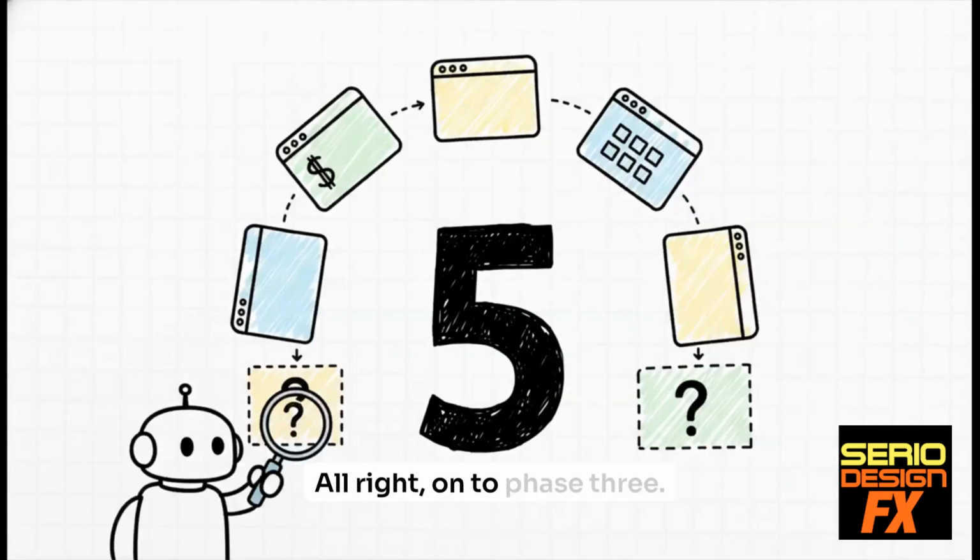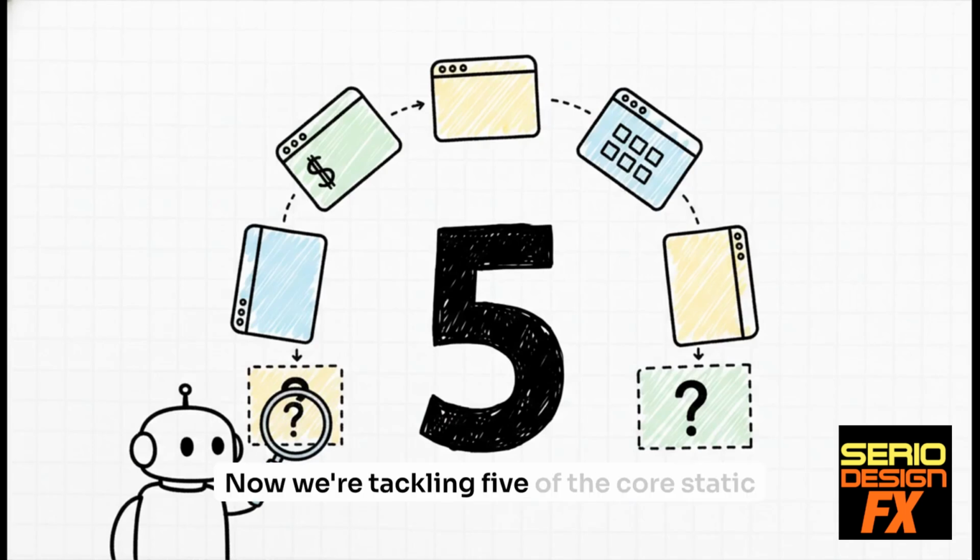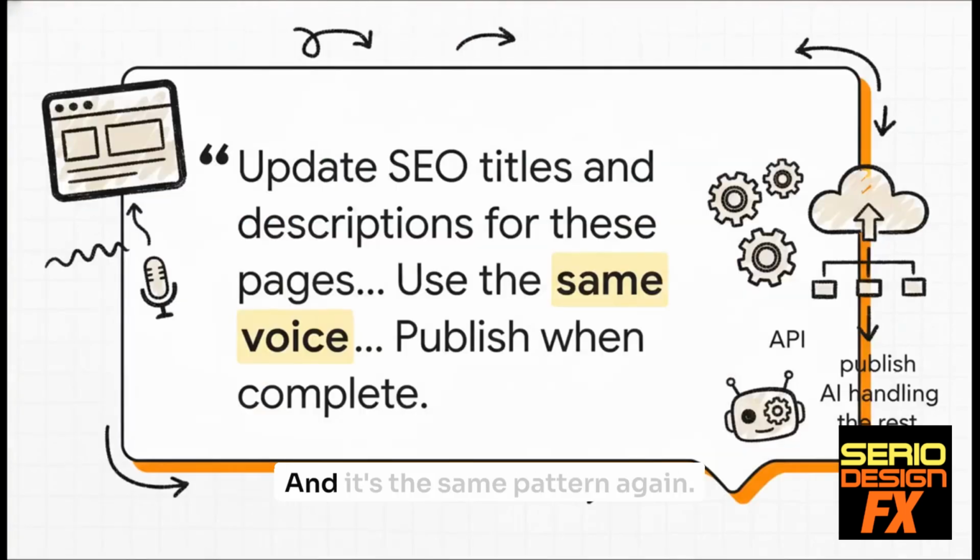All right, on to phase 3. Now we're tackling 5 of the core static pages. You know, like your pricing page, your project pages that were also missing SEO data. These are really high-value pages, so getting this right is absolutely critical. And it's the same pattern again. A simple, direct prompt. We just list the pages we want it to fix, remind it of the voice and style rules we want, and tell it to publish when it's all done. The AI does the rest, updating every page through the API. Zero manual work from us.